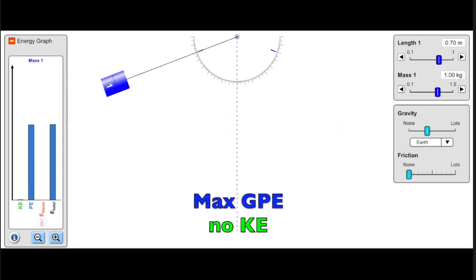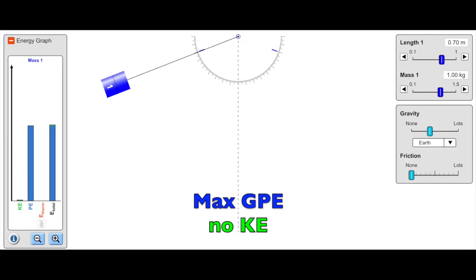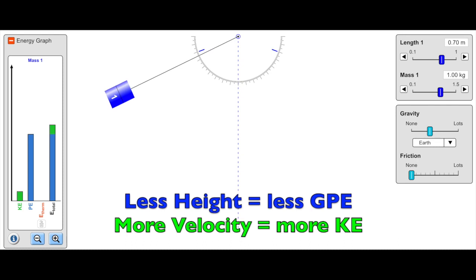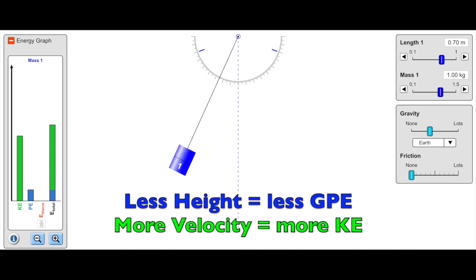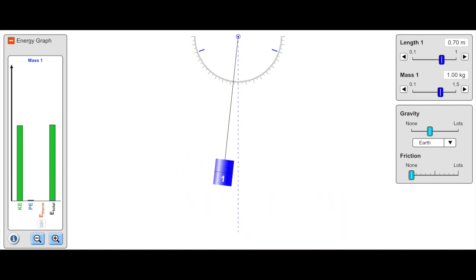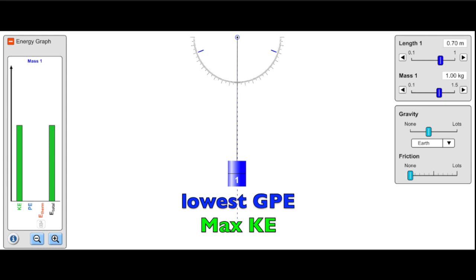But let's run this simulation in slow motion so we can really see what's happening. When the pendulum is released and swings to the right, it loses height but gains speed. So the GPE is being converted into KE of motion. The object speeds up until the lowest point. This is where the pendulum is moving the fastest. This is where the KE is the highest.